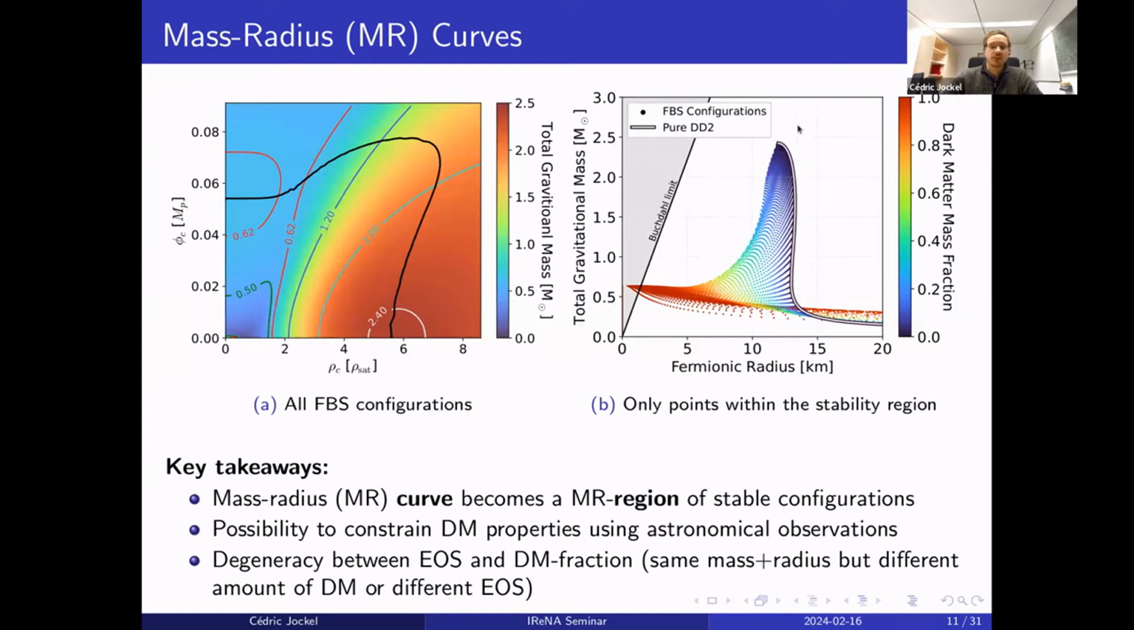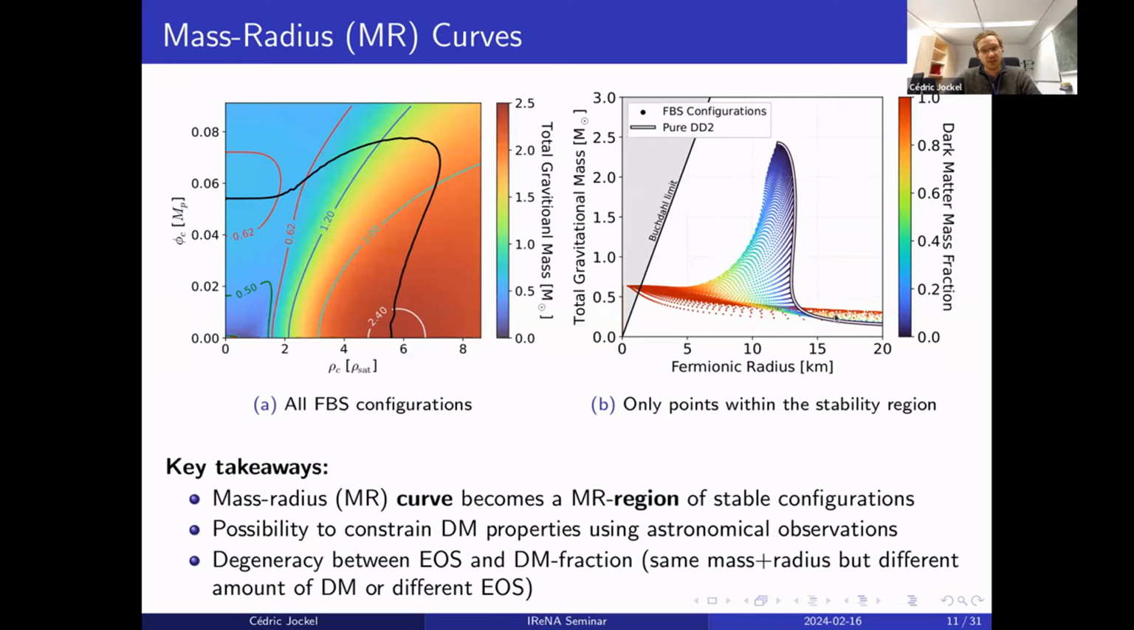And now you just have this region of possible stable configurations, which is quite interesting. And now, if we have some observational constraints on the radius and the mass, then we might be able to constrain what exactly are the properties of the dark matter particle. Because this region that you see here will change depending on the properties of your dark matter particle. Right? If you have different masses of the particle, or if you have some self-interaction, or depending on how strong the self-interaction is, then we might be able to constrain the dark matter properties.